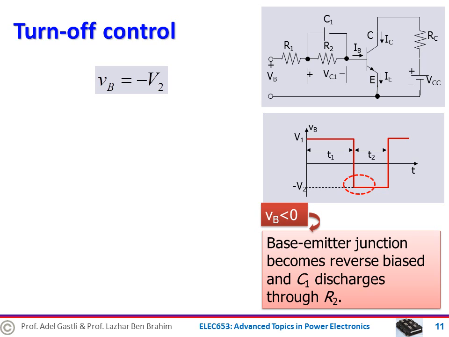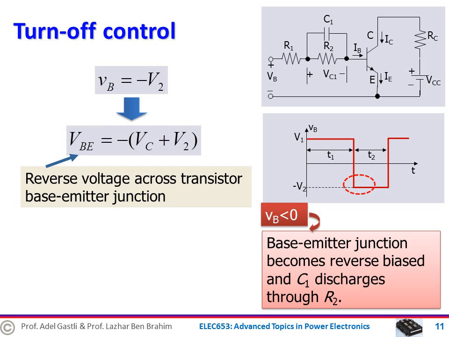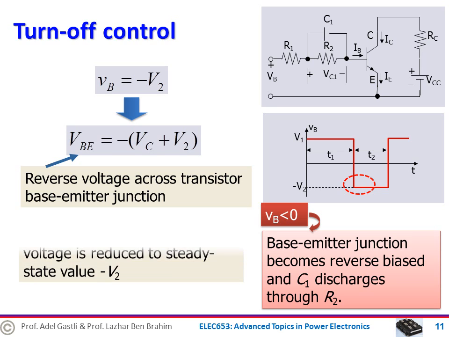through the resistance R2. The base emitter voltage VBE is then equal to negative the sum VC plus V2, forcing the switch to close very fast. As C1 discharges, reverse voltage is reduced to the steady state value of minus V2.